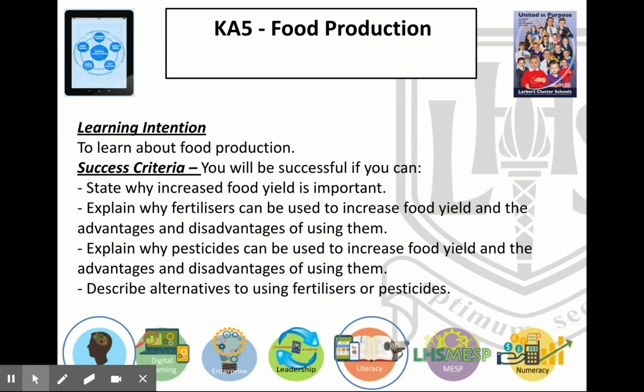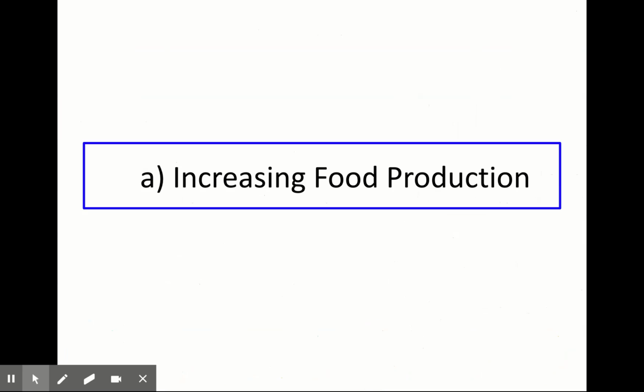So our learning intention for this part is to learn about food production, and hopefully by the end of this lesson, you'll be able to state why increased food yields are important, explain why fertilizers can be used to increase food yields and the advantages and disadvantages of using them, explain why pesticides can also be used to increase food yield and again the advantages and disadvantages of using them, and finally describe alternatives to using fertilizers or pesticides.